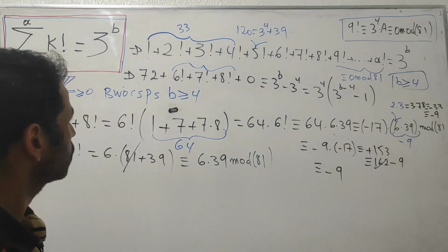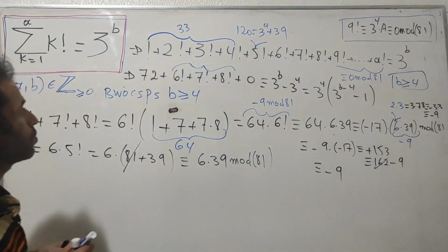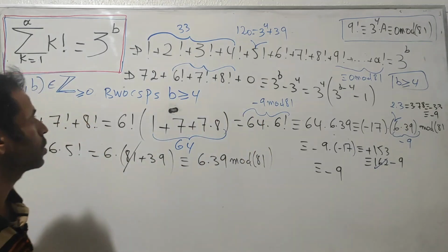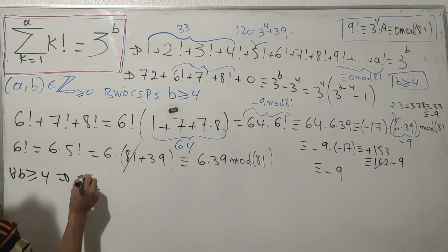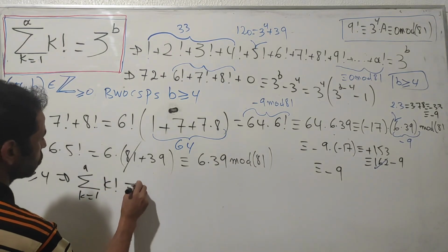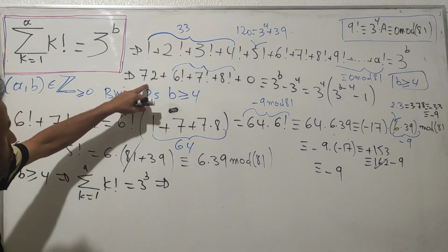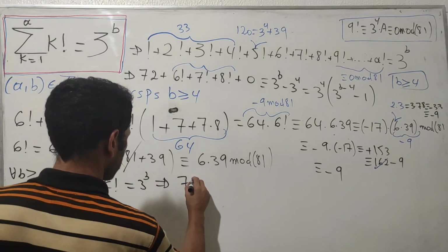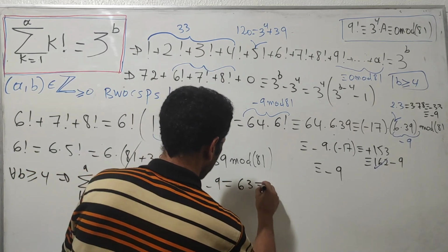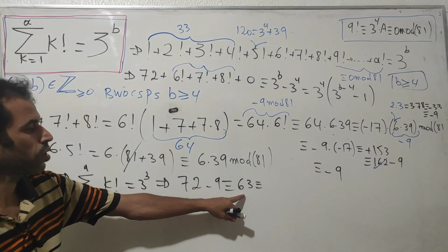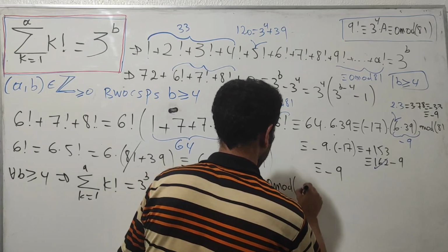But be careful here. Now this one is congruent to minus 9 modulo 81. But remember, don't forget 72. 72 minus 9. The 4b is equal to 4. We get this sum, the sum from k equals 1 to a of k factorial, which equals 3 to the b, implies we get these remainders. We get 72 minus this 9, which equals 63, which is congruent to 0 modulo 81.